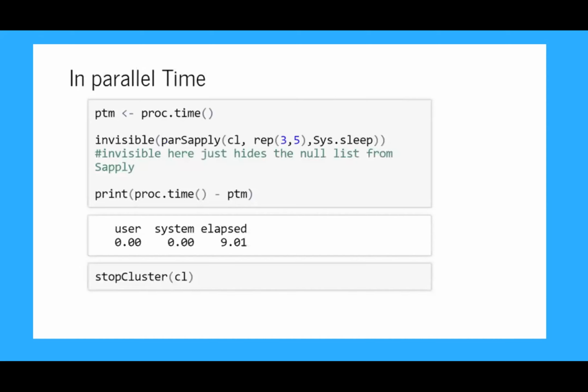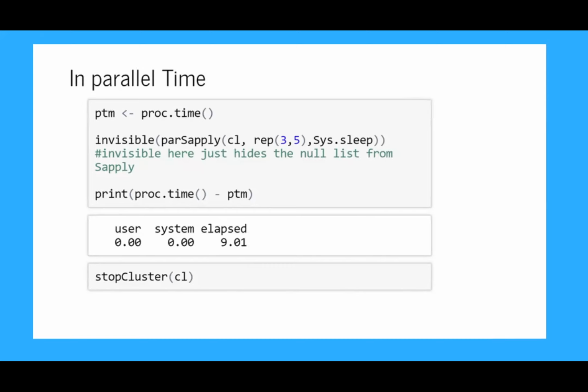So if we wanted to run this in parallel, I start my timer and I use the parSapply function. If you're not familiar with the apply functions, it's very good to become familiar. It's just a way to avoid for loop notation, which is kind of slow in R. Basically, this apply function is going to run system sleep on a vector of 5 3s. So it's going to run system sleep on 1 3 and another 3 and another 3.